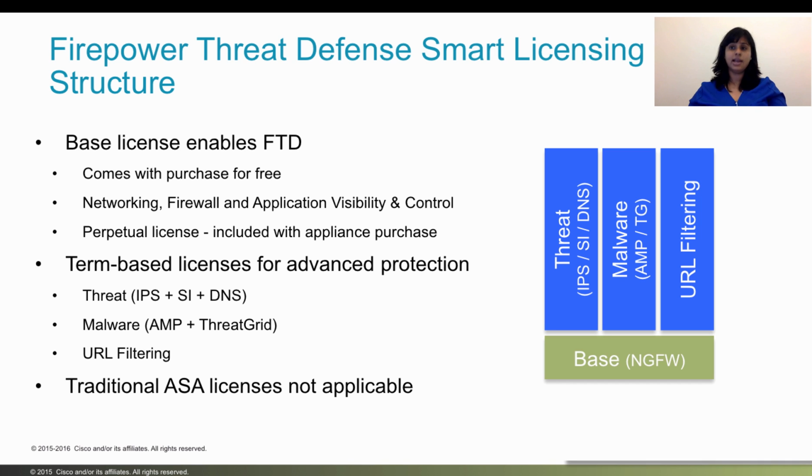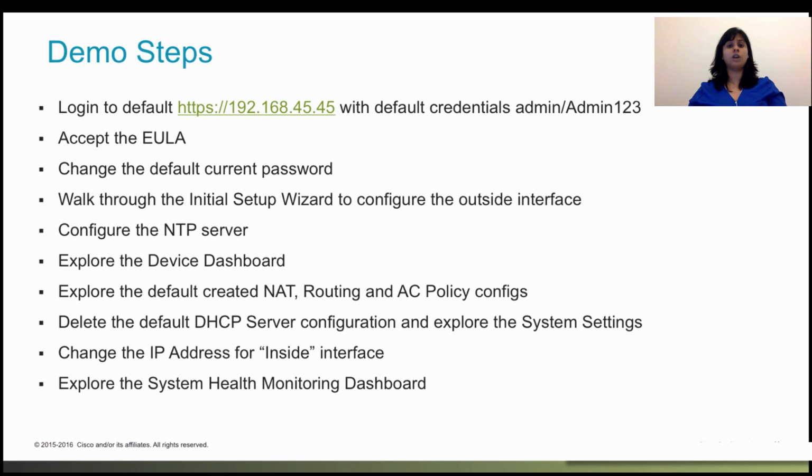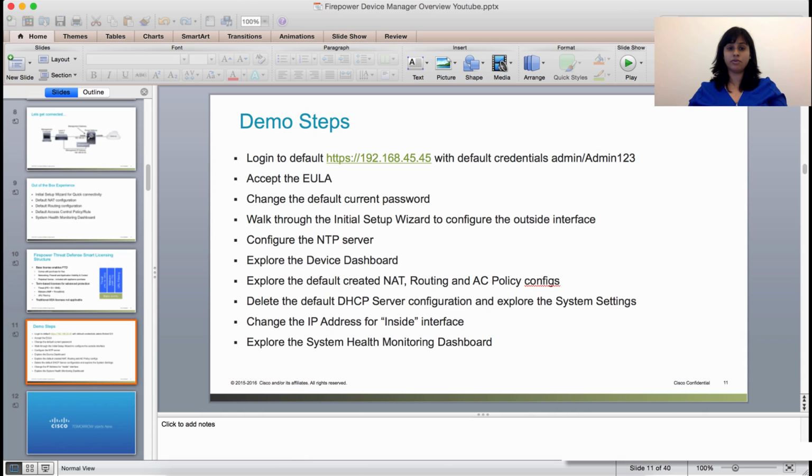And with that, let's jump into the demo. In the demo, we will log into the default IP address of the management interface, which is 192.168.45.45, with the default credentials, which is admin, admin123. We will accept the EULA, change the password, and walk through the initial setup wizard to configure the outside interface. We will also configure the DNS and the NTP servers.